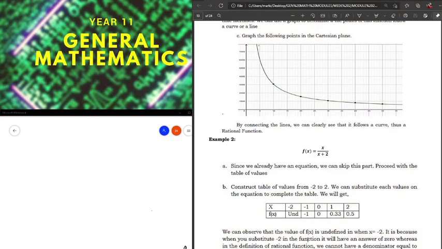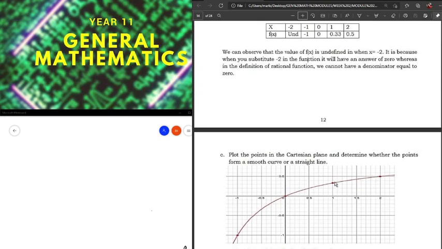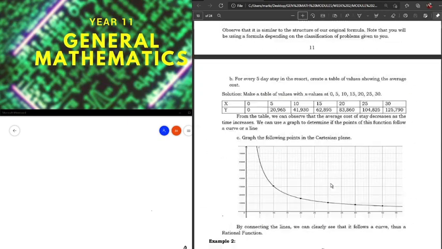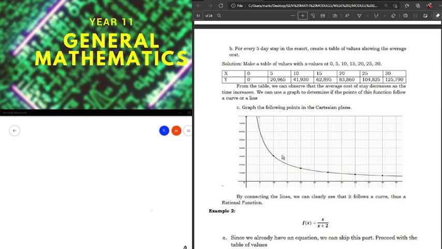So hello everyone. I'm sorry for the late upload of our lesson 3 and 4. For this video, I'm just going to skip lesson 3 because it is all about the representation of rational functions, and it's focusing on how to graph or plot a table on a Cartesian plane. So let me have just a short review.